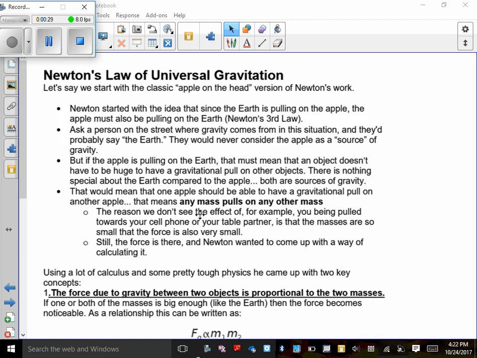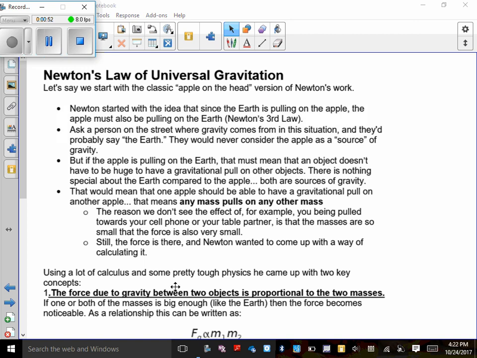But if the apple is pulling on the Earth, that means that an object doesn't have to be huge to have a gravitational pull on other objects. There is nothing special about the Earth compared to the apple. Both are sources of gravity. That would mean that one apple should be able to have a gravitational pull on another apple. That means that any mass pulls on any other mass.